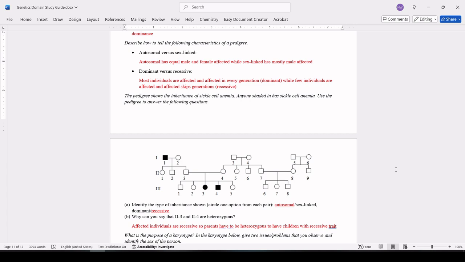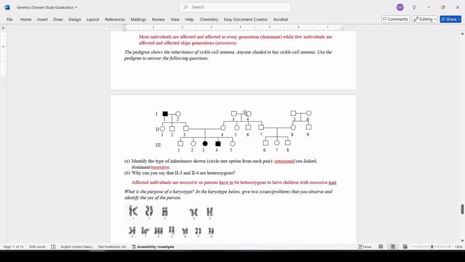So autosomal, the ones filled in are going to be about equal male and female. Remember, males are squares, females are circles. You can have more females with autosomal, but the big thing is it's not all males, which is sex-linked. Dominant, most people are going to have it. It's going to be in every generation. Recessive, very few people are going to have it, and it's going to be skipping generations.